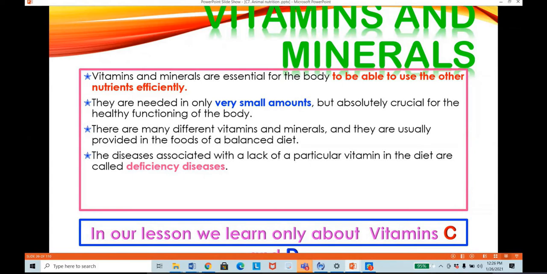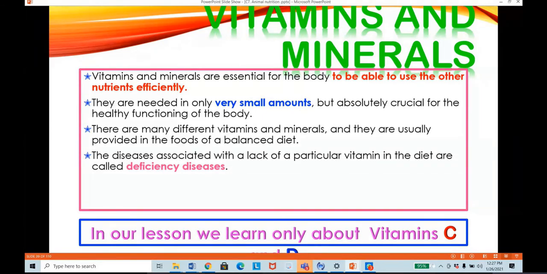Okay, vitamin C is required for the absorption of iron, and similarly vitamin D is required for the absorption of calcium in your body. So though you're including lots of iron and calcium rich foods in your diet, if you don't have enough vitamin C, the iron cannot be absorbed by your body. Similarly, if there is no vitamin D in your body, the calcium cannot be absorbed. So these minerals and vitamins are very important, though not in large amounts, in very small amounts, but they are very crucial for the healthy functioning of the body.